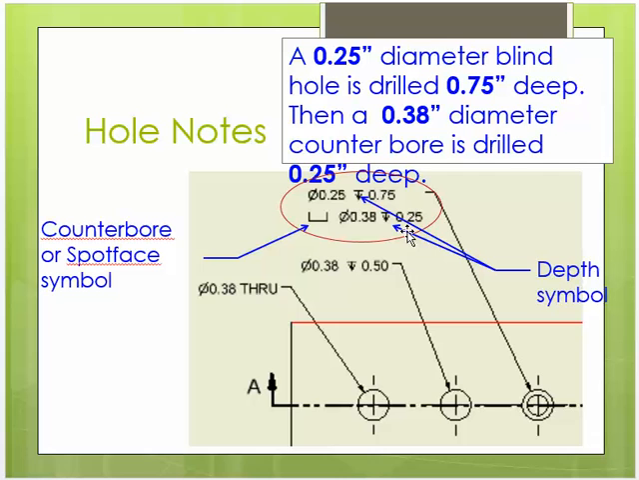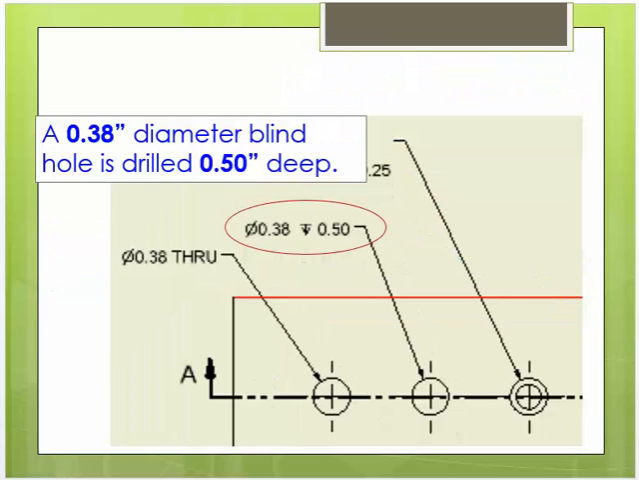All right. A 0.38 inch diameter blind hole is drilled 0.5 inches deep. So what we have here is they're telling us the diameter is 0.38, the depth is 0.5. It's a blind hole, meaning you can't see through it. That's what blind means. All right. So they're telling us the depth here.